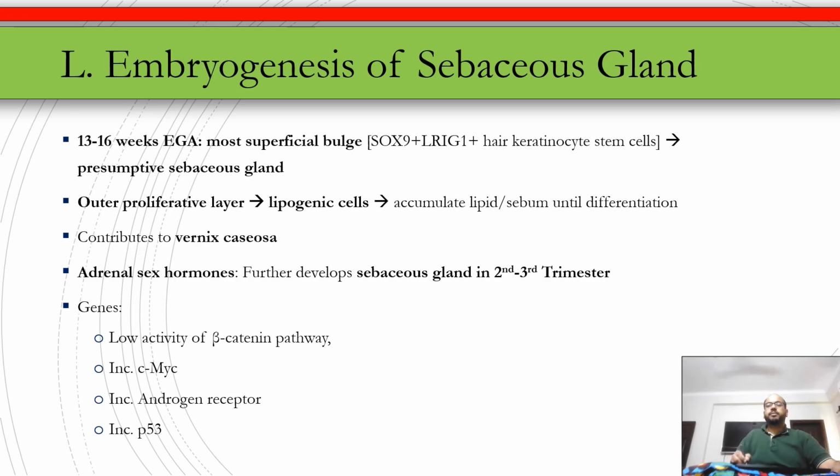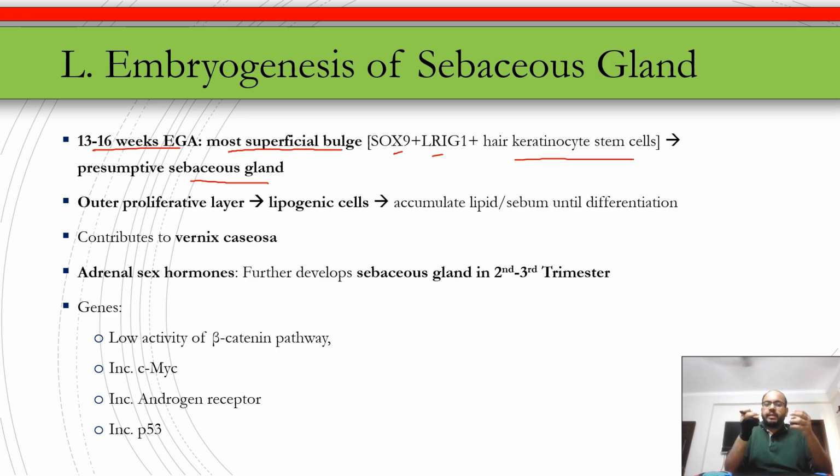Now, embryogenesis of sebaceous gland. That's easy. At 13 to 16 weeks EGA, most superficial bulge, under the action of SOX9, LRIG1 hair keratinocyte stem cells, in 13 to 16 weeks, the most superficial bulge will become a presumptive sebaceous gland. The outer layer of this gland will become lipogenic cells and start to form lipids.